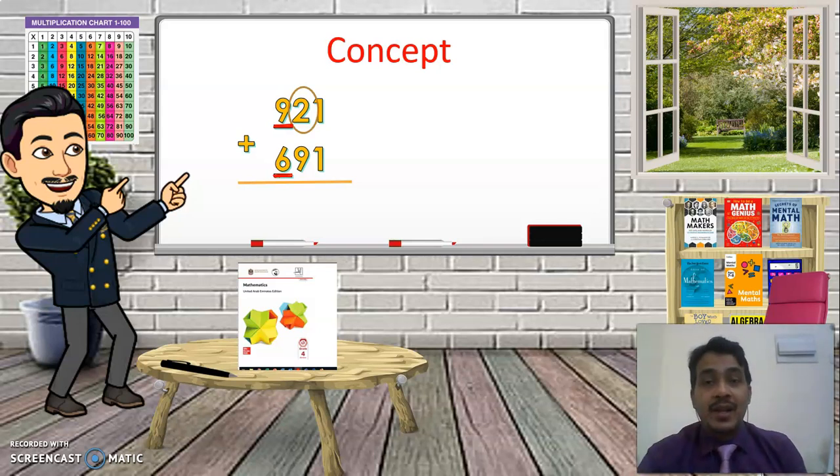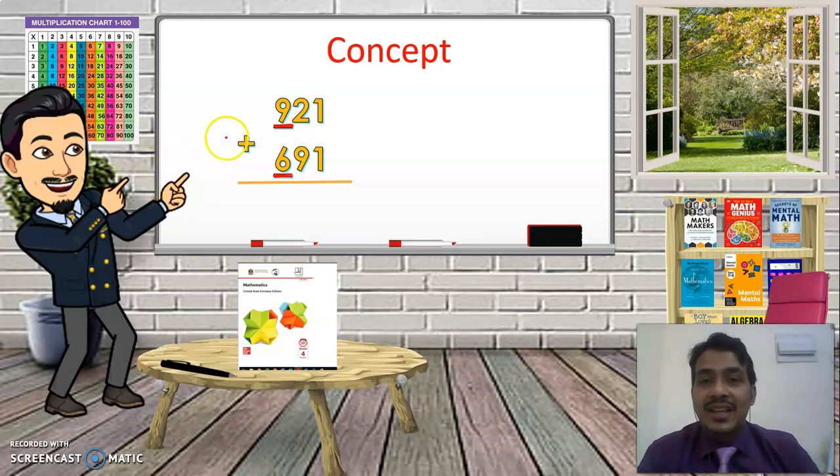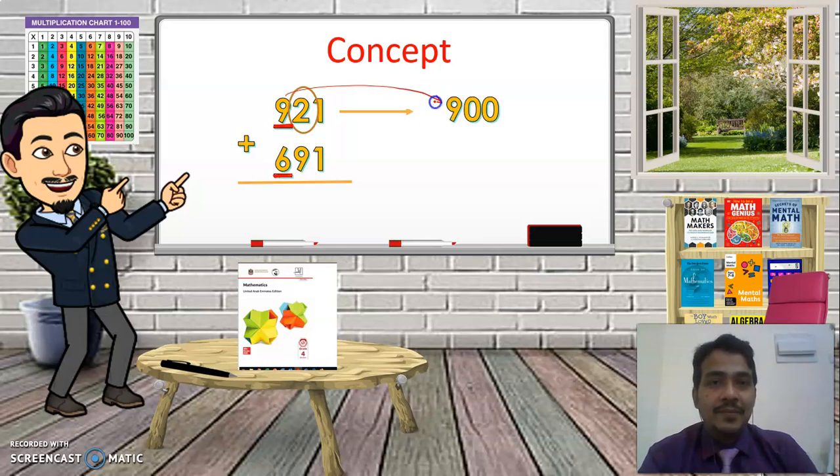What is the number to the right? 2. If the number to the right is 2, we round up or we round down? We round down. The car goes backward. We write the same number. So we write the same rounding number. So we write 9. And then to the right of the rounding number, we put all zeros. Okay. Next.